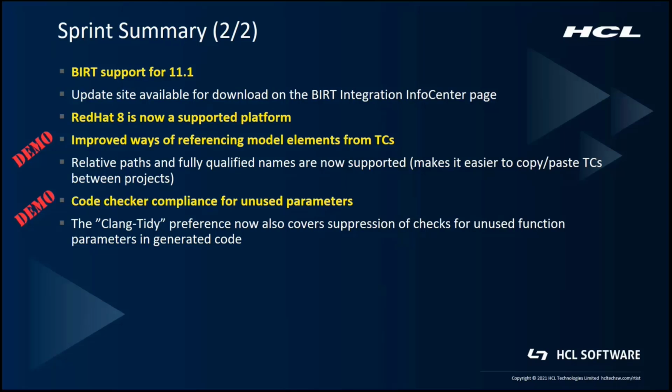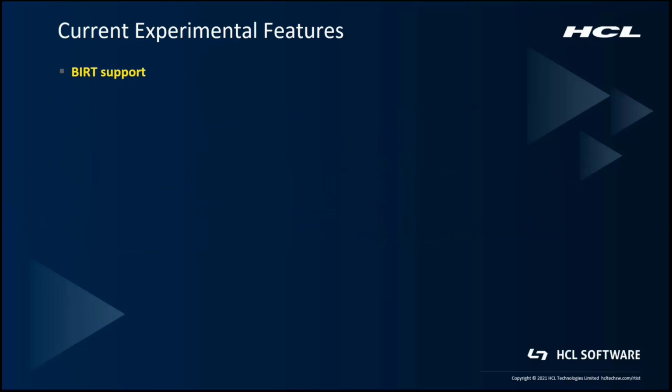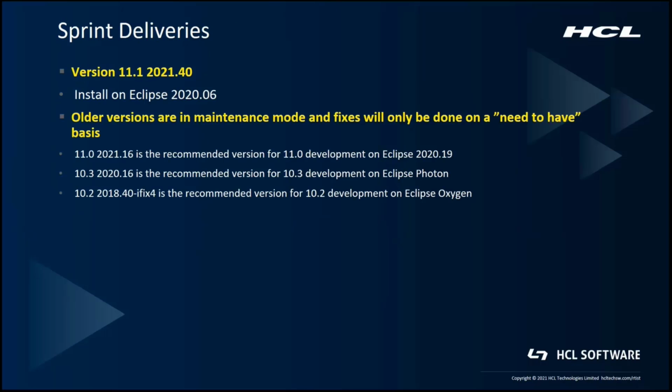And there has also been a continued effort in supporting the code checker compliance, and this time we looked at unused parameters. So we now have the ability to suppress warnings that CLang would report for functions that have parameters not being used in generated code. And it's still the BERT support, that is an experimental feature. And yeah, this is just a summary of the deliveries.